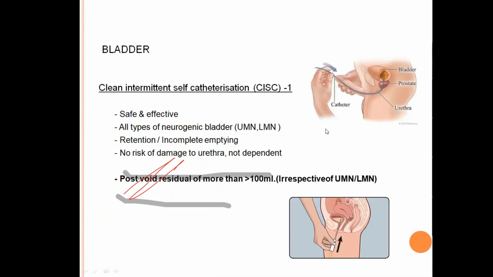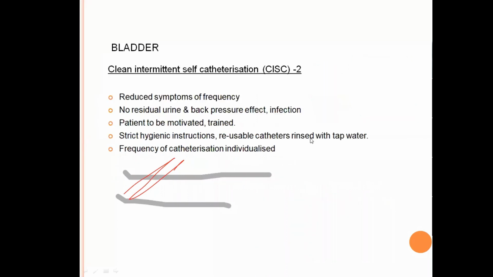important management. Of course, the patients will definitely say that they don't want it because it is a cumbersome procedure and all that. It takes some time for patients to be well educated. It is very safe and effective, and the person himself can do it, and retention will not be there. There's no risk of damage to the urethra. They are not dependent on anybody else. It reduces the symptoms of frequency. Infection will not be there. Back pressure effects will not be there.